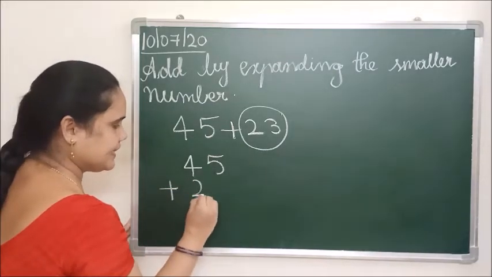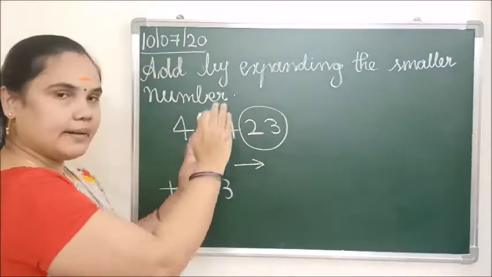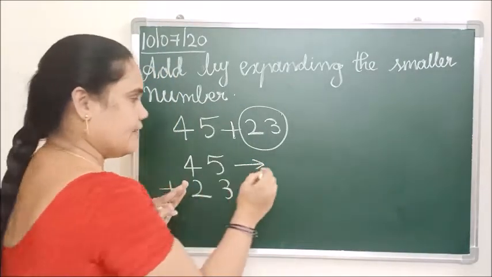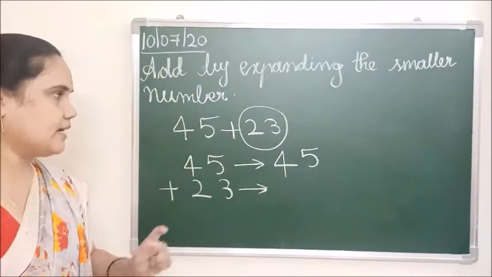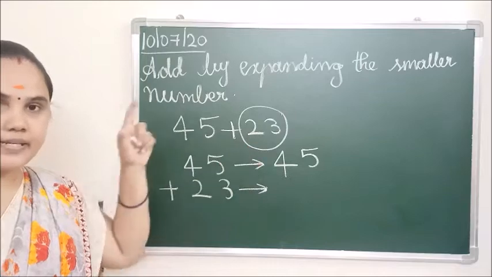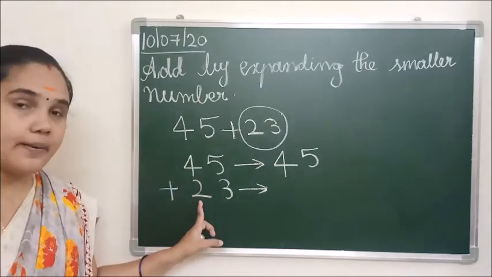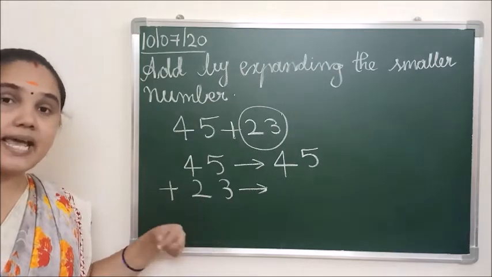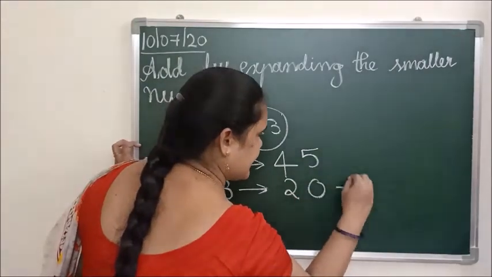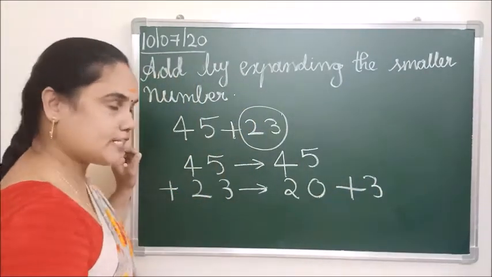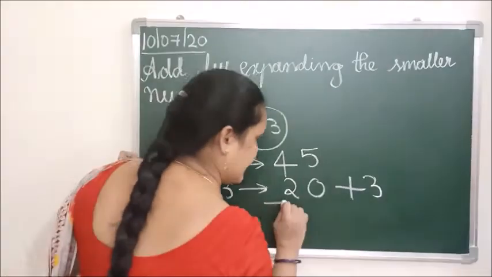45 plus 23. We write the bigger number as it is, children. Write 45 as it is. Now see, 23 is the smaller number. So we write expanded form of the smaller number. What is this number? 23. What is the expanded form of 23? 20 plus 3. Now add the numbers, children.